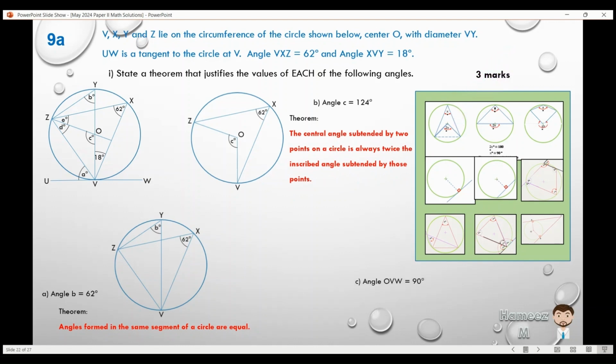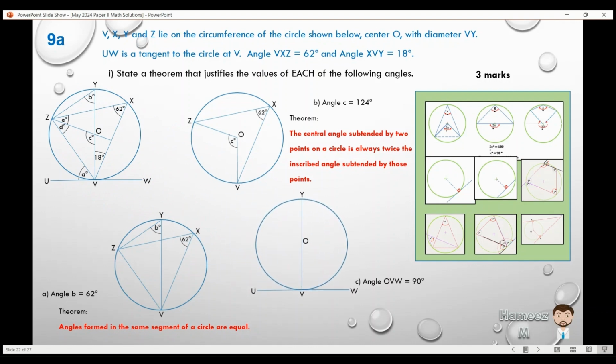And for the third one, the angle OVW is equal to 90 degrees. So when we're extracting it, we're erasing the line, so we can look at only the parts dealing with this angle. We need OV, which is a radius, and we need VW, which is a tangent. So let's pull it out.